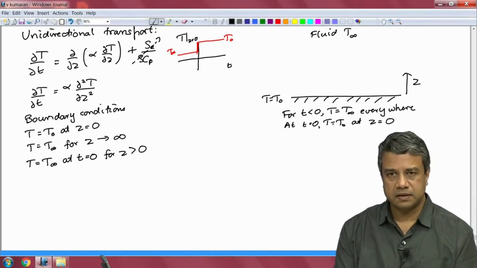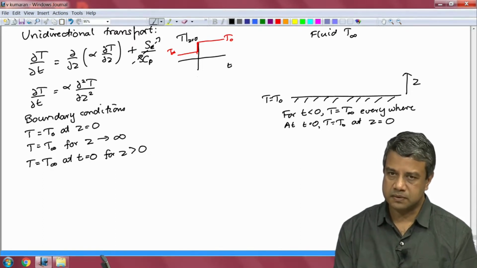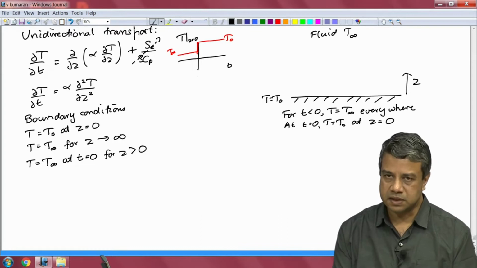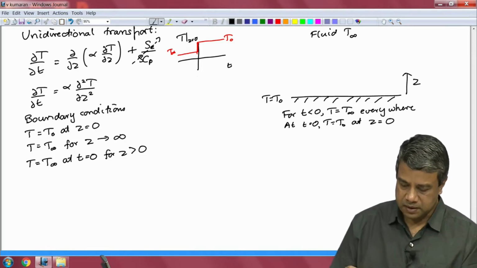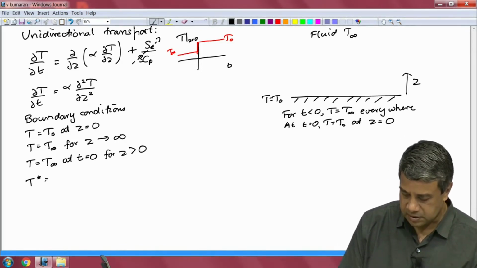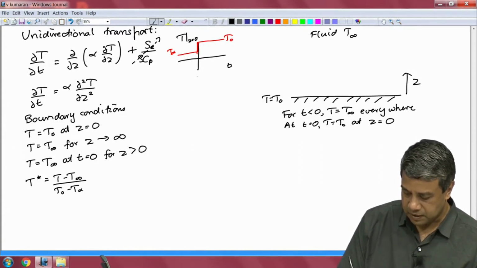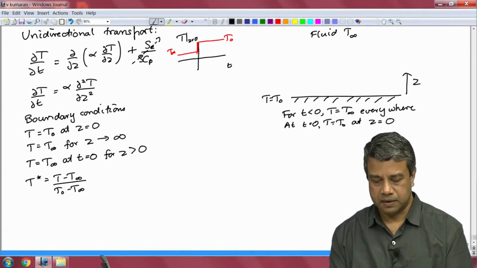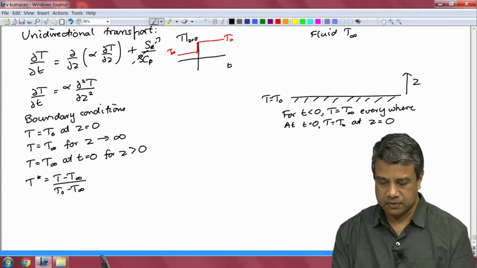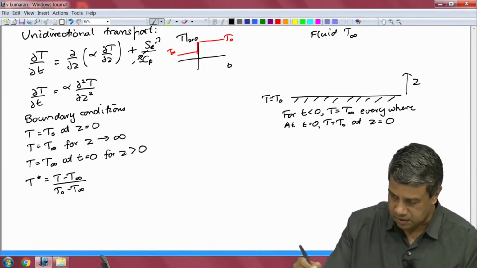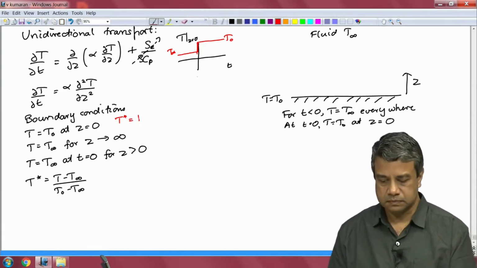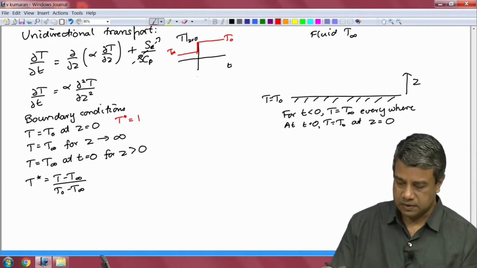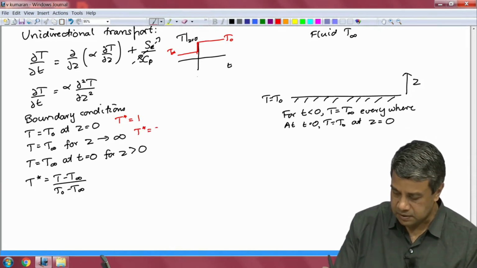So, it is convenient to define a scaled temperature in such a way that the scaled temperature is 0 far away, and the scaled temperature is 1 at the surface. You can do that by defining T star is equal to T minus T infinity by T naught minus T infinity. Which implies that when T is equal to T naught, T star is equal to 1. When T is equal to T infinity, T star is equal to 0.